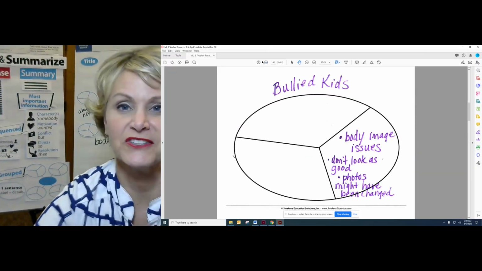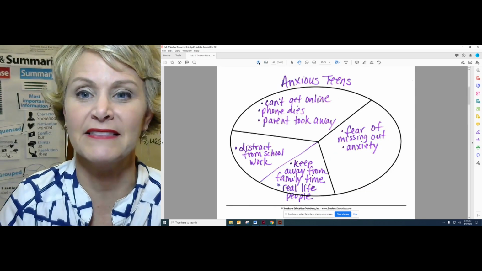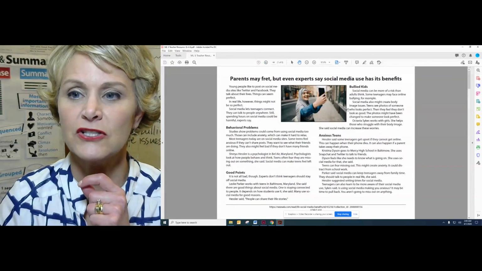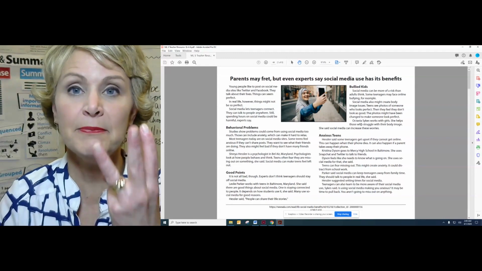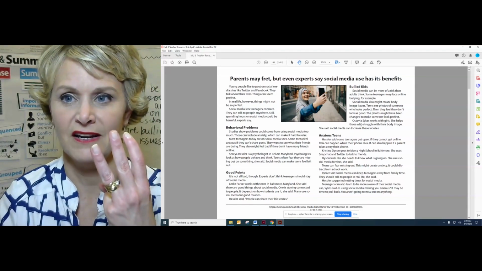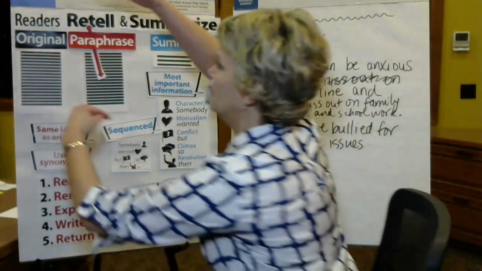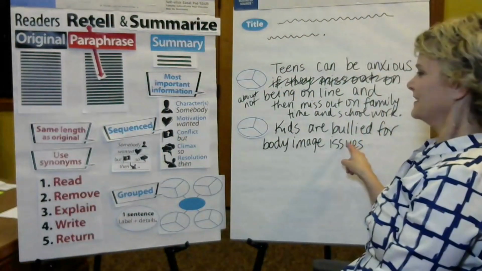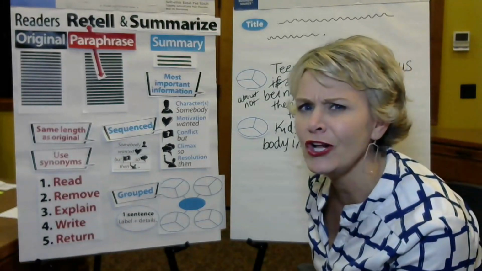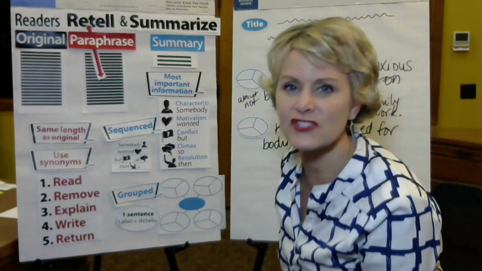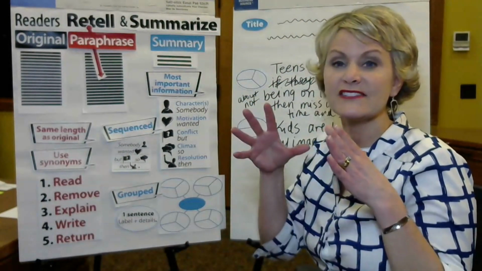Let's look back at the original. Remember the original article? Look back at that. Bullied kids. Look, 1, 2, 3 paragraphs. All of those words, and you just put it into a sentence. What's this called? What did you write? A summary. We're working on writing a summary.